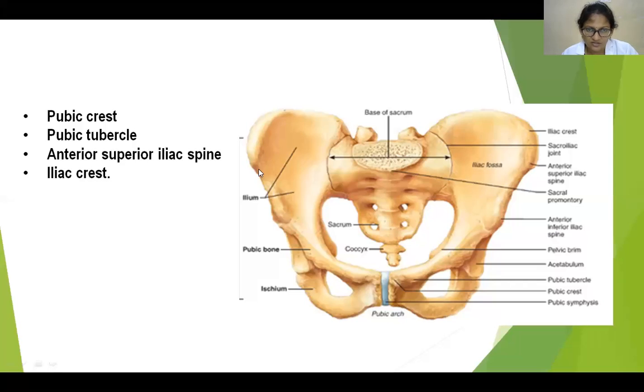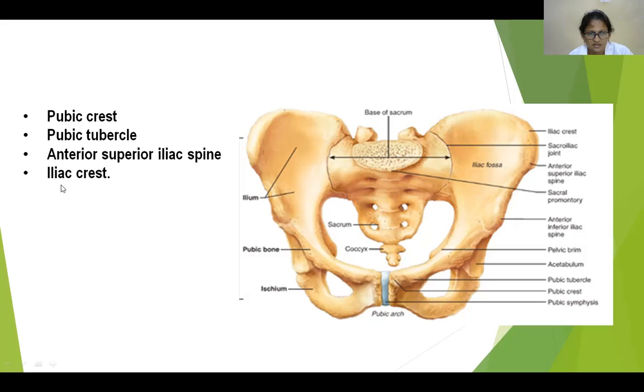Okay, so this is the anterior superior iliac spine, this is the posterior superior iliac spine, and this is the iliac crest. Just 4 to 5 centimeters behind the anterior superior iliac spine, this is called the pubic tubercle. Sorry, iliac tubercle, not pubic tubercle. This is the iliac tubercle. You are going to see the iliac tubercle on the iliac crest.